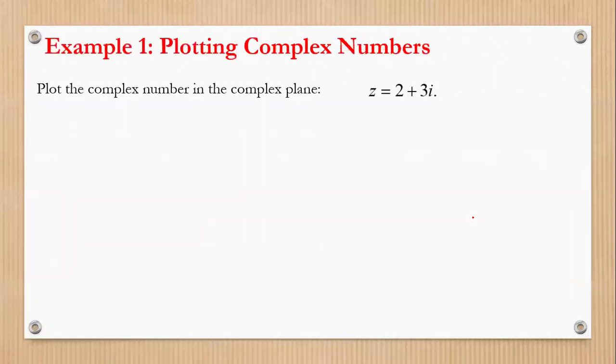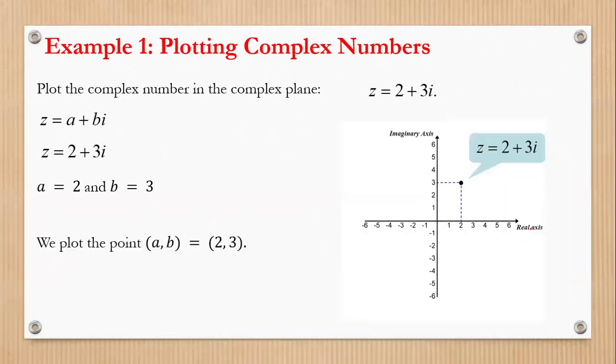Let's look at an example. We want to plot the complex number in the complex plane. In this complex number, a, or the real part, is 2, and b, or the imaginary part, is 3. So we will have a complex plane, where the x-axis is the real axis and the y-axis is imaginary. Find 2 on the real axis, 3 on the imaginary axis, and then we have the point. It's easy.